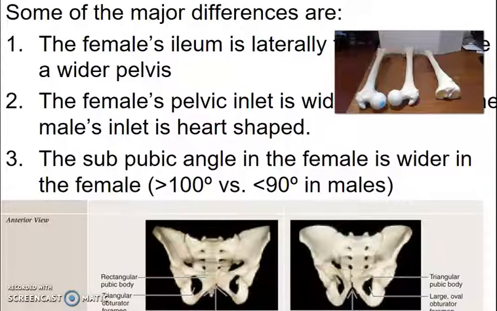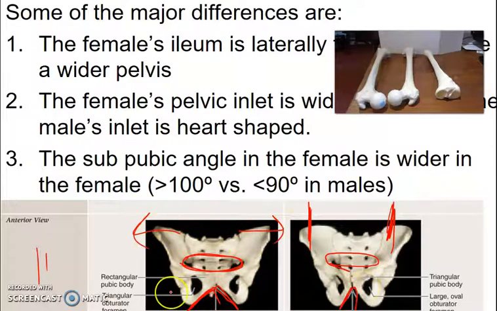So on the test, I'm going to ask you the difference between the male and the female. So the woman has a larger angle, so over 100 degrees versus 90 degrees. The opening there is more oval in women, and more round in men. You have taller and thicker iliac bones in men. In women, it tends to be flared out and lower down.